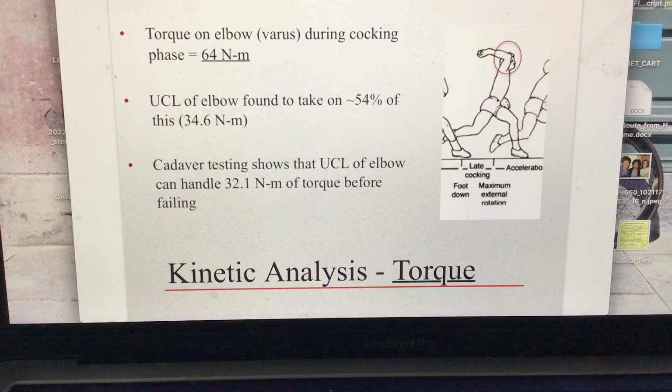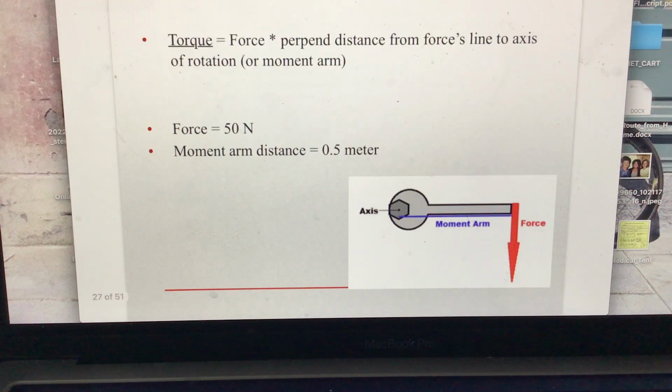Here's an example. I mentioned the elbow pitch. During that late cocking phase of a baseball pitch, windup, the torque on the elbow can be as much as 64 Newton meters. I know it doesn't mean much to you, but studies have been done where they take a cadaver and put that force on the ligaments of the elbow, and the ligaments of the elbow will break after 32.1 Newton meters. So we're putting on even more. Yes, we have muscles to help defray some of that force, but that torque is an incredibly violent motion.